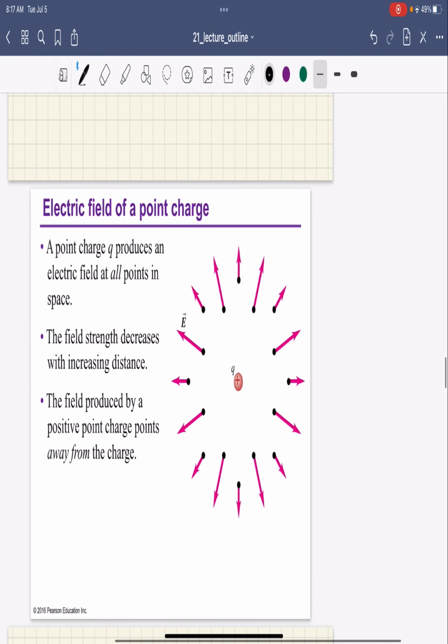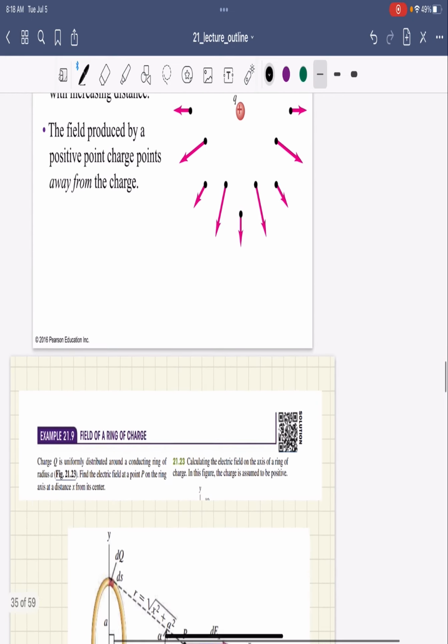This is how we map the electric field of a point charge. A point charge is going to produce an electric field at all points in space, and the field decreases with increasing distance. Also, the density of the lines tells you something about the strength of the electric field. Also, the electric field lines point radially away from the charge.